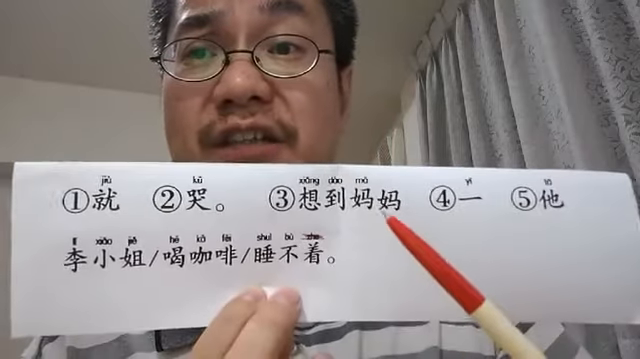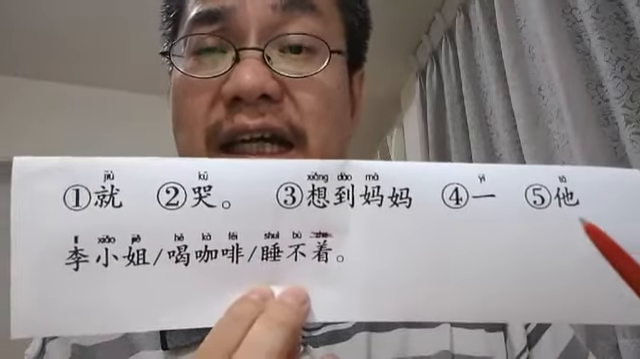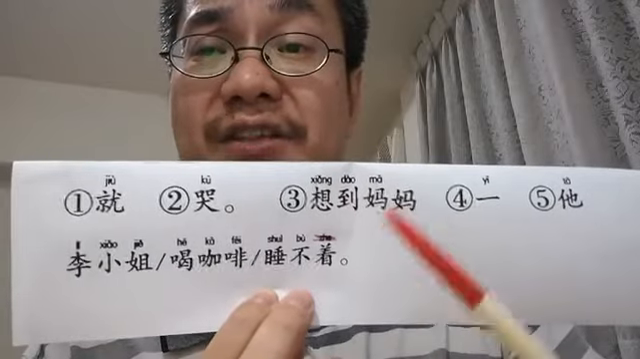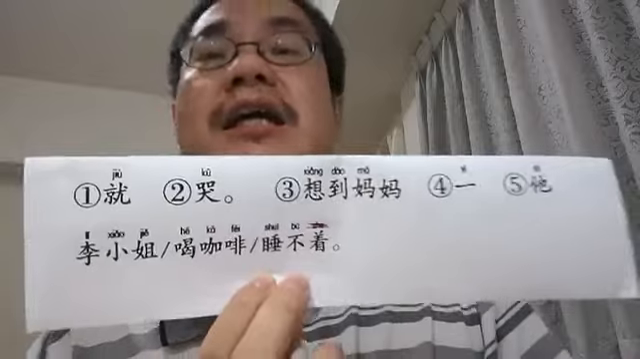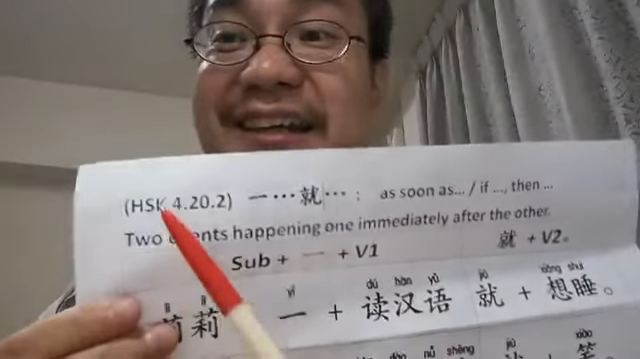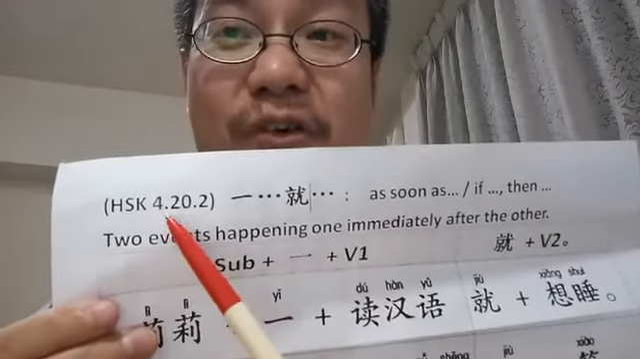And the translation of the previous one is, as soon as he thinks of his mother, then he cries. My friends, that's the sentence pattern tonight, and hopefully you like this sentence pattern in HSK level 4.